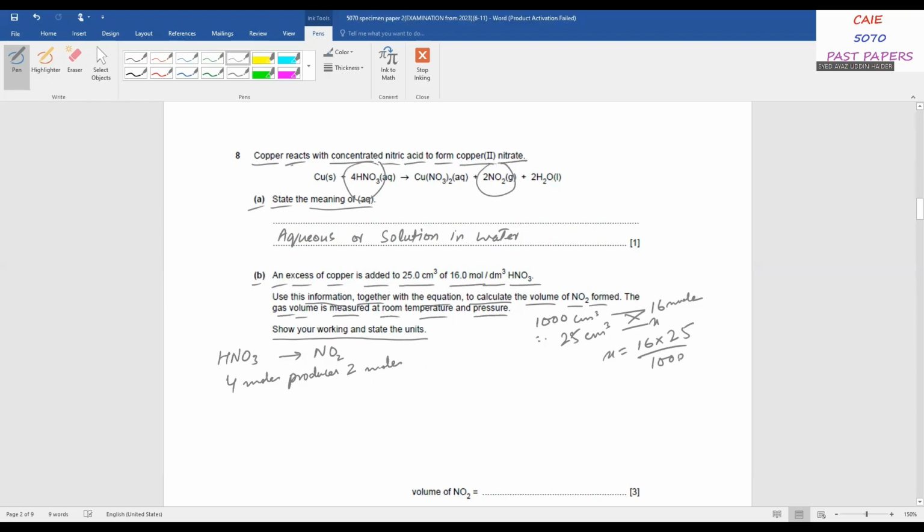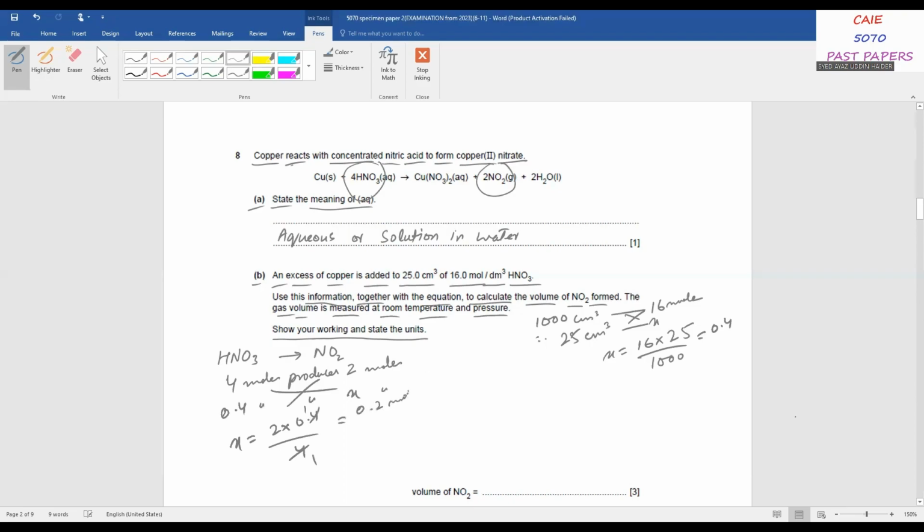Okay. So you will get 0.4 moles of acid. So here you will have 0.4 moles of acid produces X moles. X is equal to 2 multiplied by 0.4 divided by 4, which is 1.1... you will get 0.2 moles.